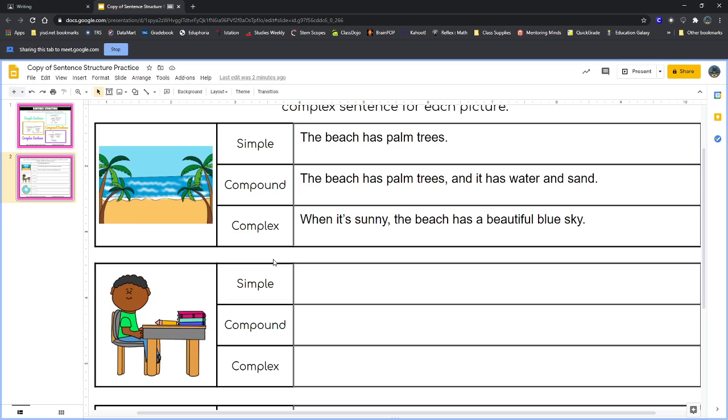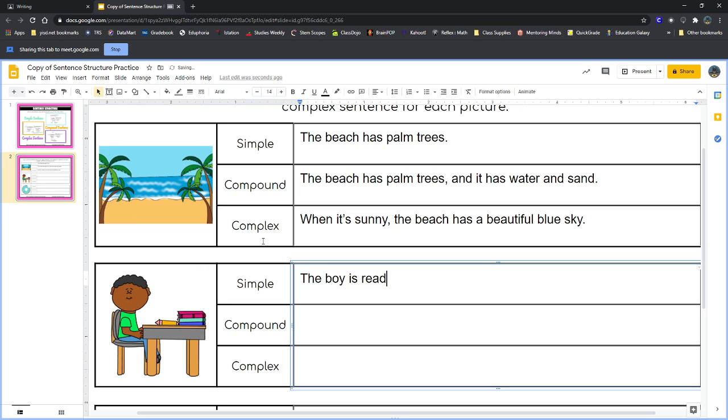You gave me a lot of description. What do you think he's doing? If he's sitting on a chair and we see a desk, we see books, we see a pencil, what do you think he's doing, Kylie? Okay, maybe he's reading. He's got a lot of books on there, right? So we can put the boy is reading. That's a simple sentence.